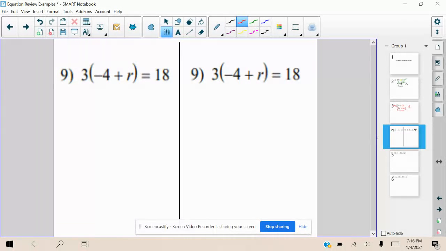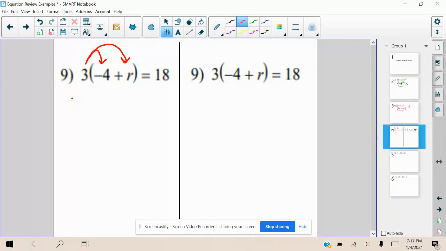So I notice I have 3 times a quantity, negative 4 plus r, and that's equal to 18. I look inside my set of parentheses and I do not have like terms, so I cannot combine them. Negative 4 and r are not like terms. So we're going to use the distributive property here. We're going to distribute 3 inside our set of parentheses.